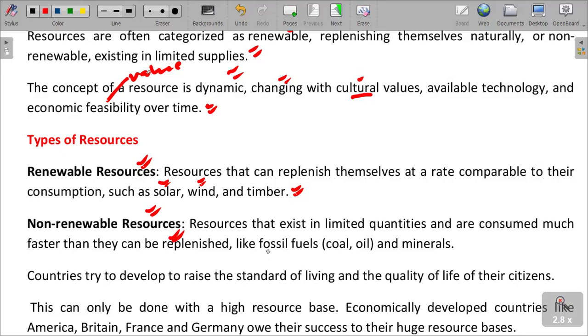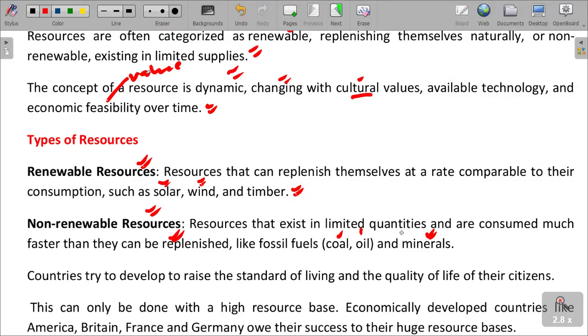Fossil fuels are typical examples of these. We have coal, we have oil, and also minerals. I'm quite sure that we have heard of mine dams. We have heard of ghost towns, which are towns that have sometimes been formed as a result of a certain function and activity such as mining that has been happening there.